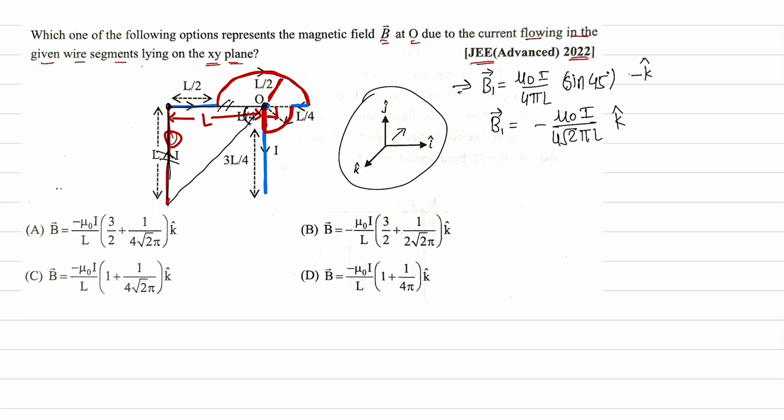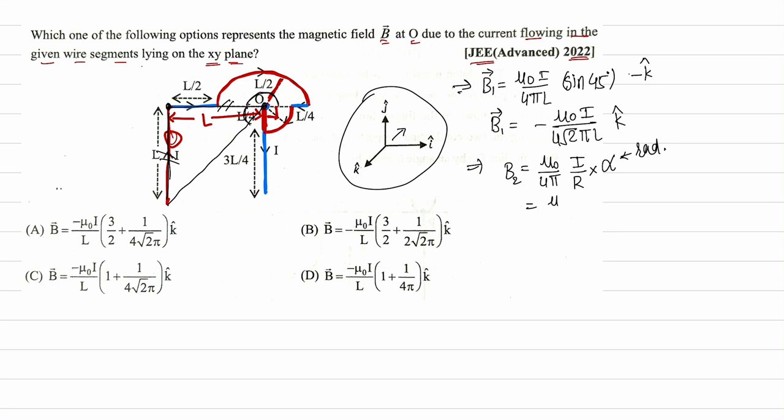Secondly, for the arc of radius L by 2 making angle pi, that is 180 degrees at center O, let us first write the equation. B is equal to mu naught divided by 4 pi, I divided by the radius R, multiplied by alpha, and alpha will be in radians only. If you want to write in degrees, that will be theta divided by 360 degrees. So it is directly converted to radians, and we need not write it every time.